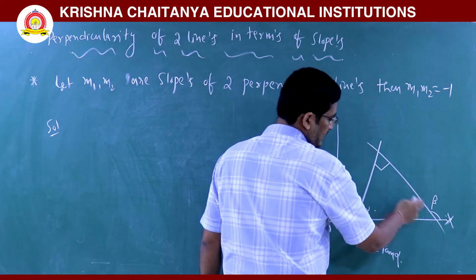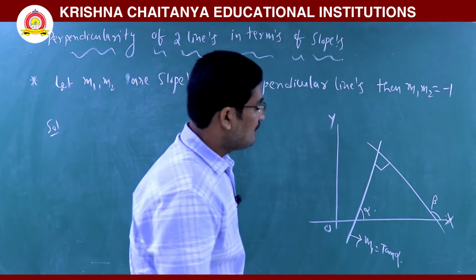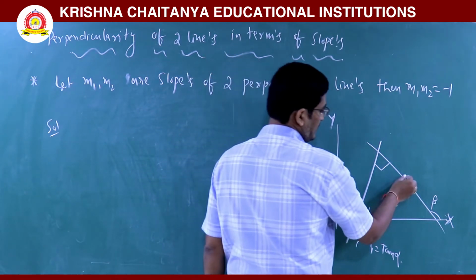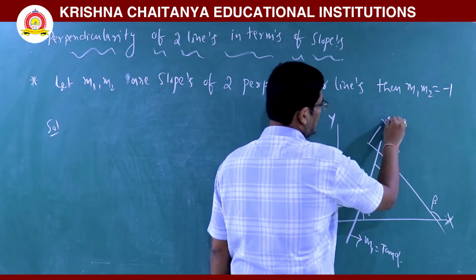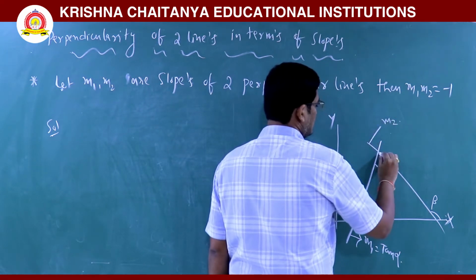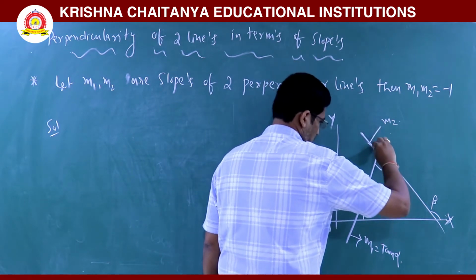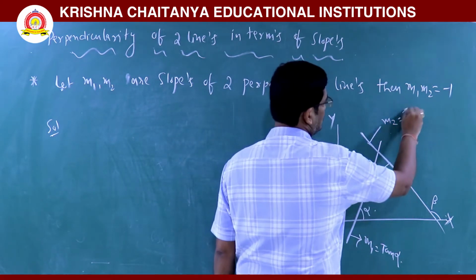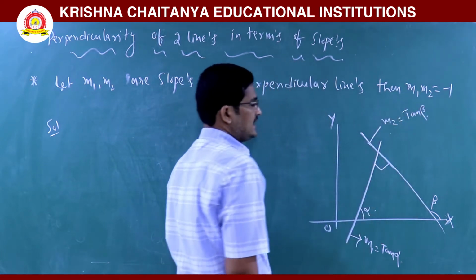Let me take, already I took the inclination of that line as beta. Then what is the slope of this one? It is m2. Suppose the slope is m2 here. What is m2? Since the inclination of the line is beta, the slope of the line is tan beta, you know.